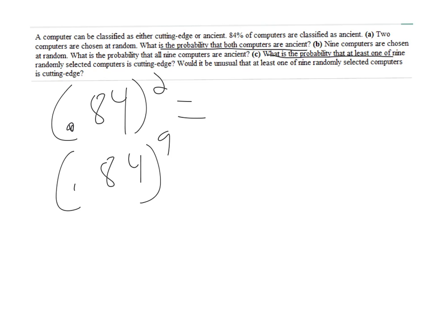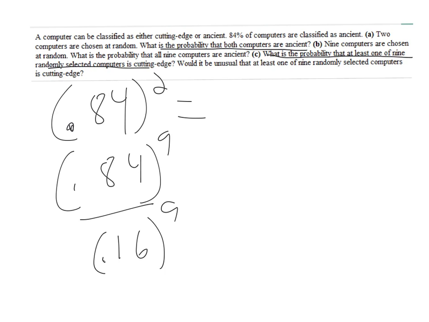Now, what's the probability that at least one of the 9 is not? So the probability that any one is ancient is 0.84. So the probability that one of them is not is 0.16, because 1 minus 0.84. That's the probability of it not being ancient, or being cutting edge. And we're going to raise that to the 9th power. So 0.16 raised to the 9th.